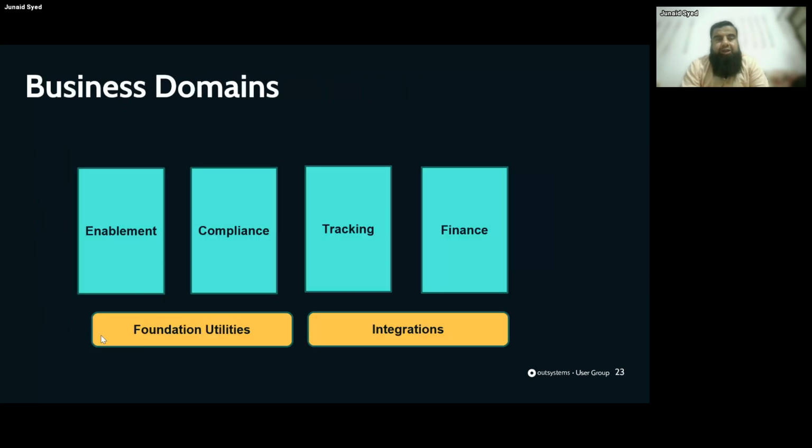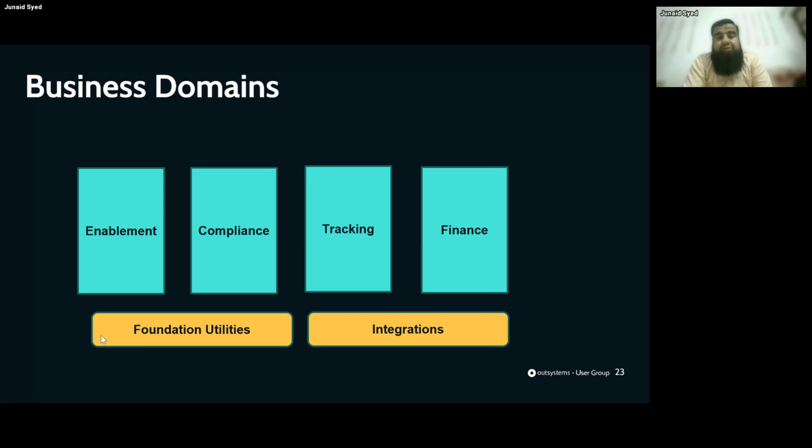Now, if we look at the business domains, at a high level this is how they looked. The first part is that they enable their customers. They have a set of applications which customers can use to check how their practices are, and whether they really want to enroll with the program or not. That is a set of applications which fall into the enablement domain.